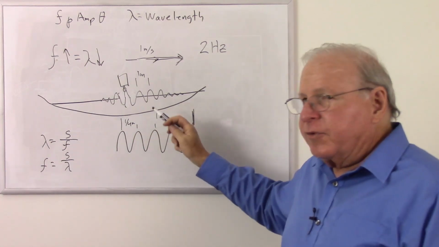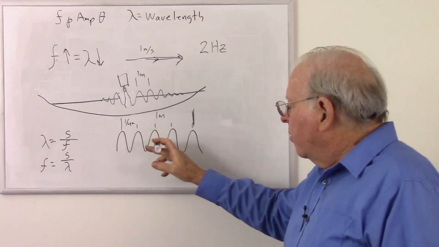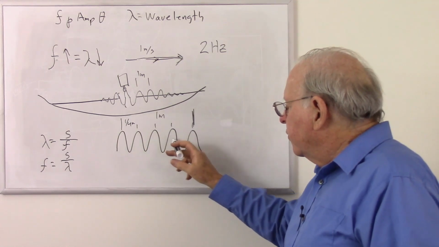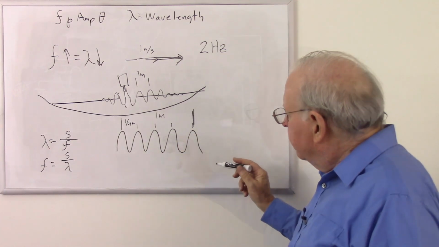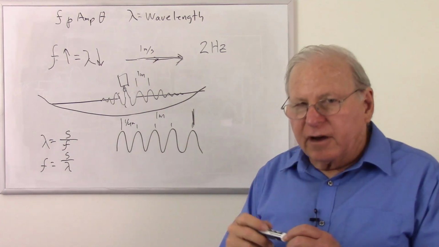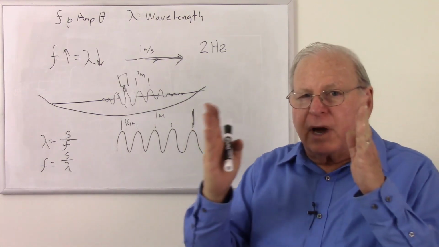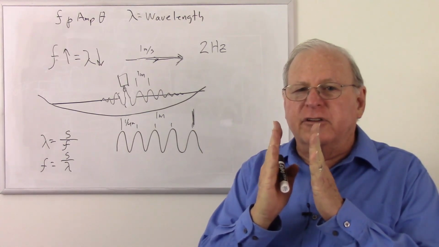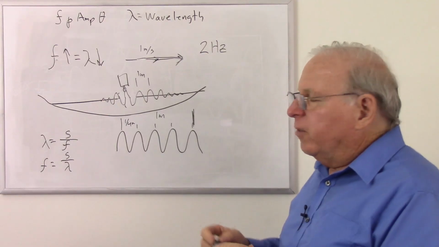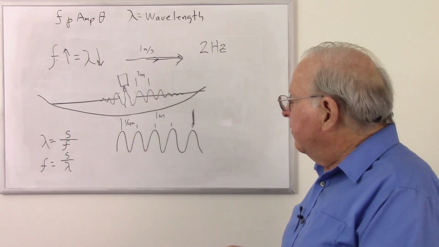So that's 4 times per second. I now squeeze 4 peaks, 1, 2, 3, 4 peaks, in the space of a meter. And so now I have a wavelength of 1/4 of a meter. So once again, what happens if my frequency goes up? My waves are closer together, my wavelength is shorter. So that's something new we have with these surface waves, is our wavelength.